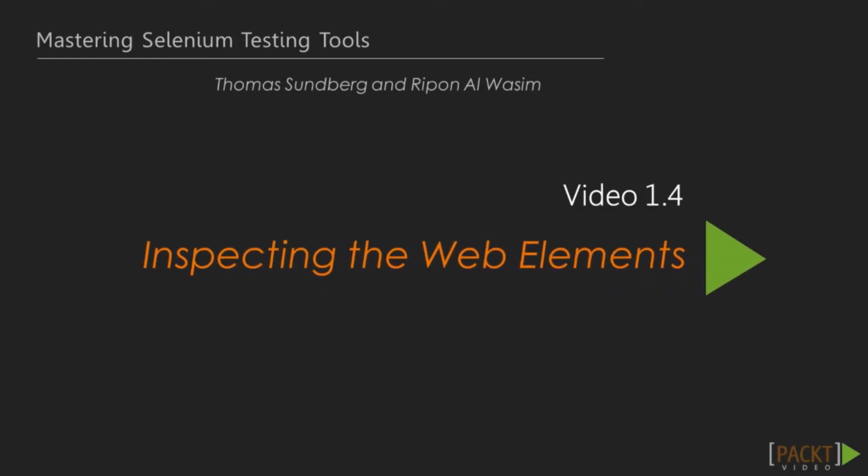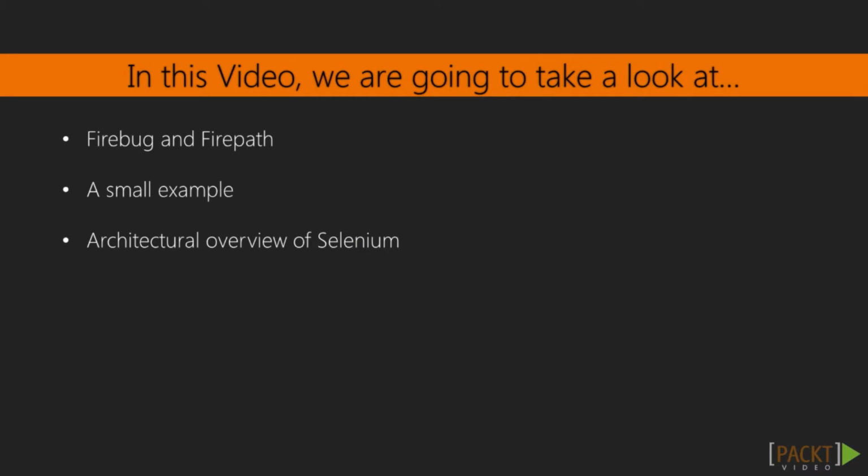Welcome to the last video in this section. In the previous video, we discussed a few of the tools and plugins we'll use throughout this course. The key to getting up to speed with automating web pages is to precisely know how to access those elements in the DOM programmatically. Two of the tools that come in handy here are Firebug and FirePath. In this video, we'll take a look at Firebug and FirePath in detail.